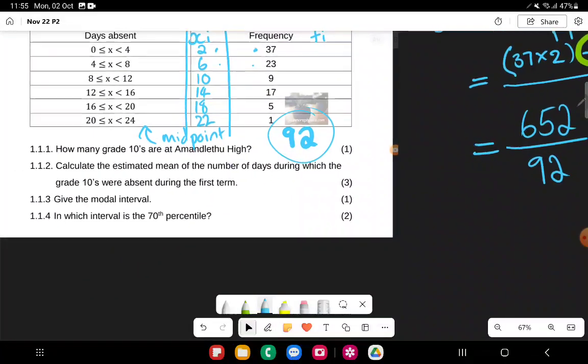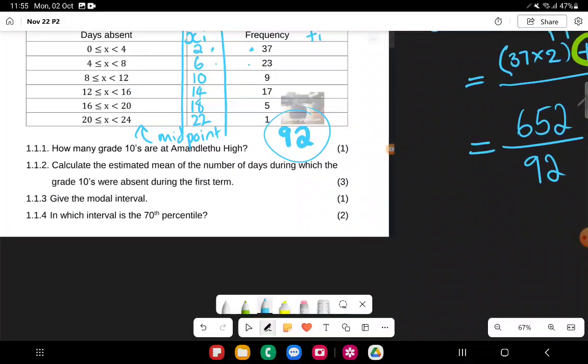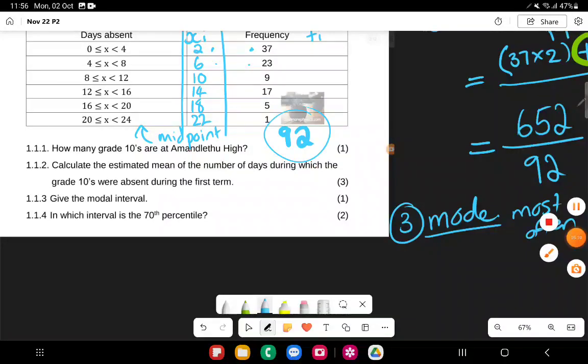Question number 3 is saying, what is the modal interval? Our mode is the one that happens most often. If you look at your data, you will see that the highest repeat is the first one. So our modal interval is between 0 and 4 days. Most of the kids are absent between 0 and 4 days. That is the highest category of absenteeism.